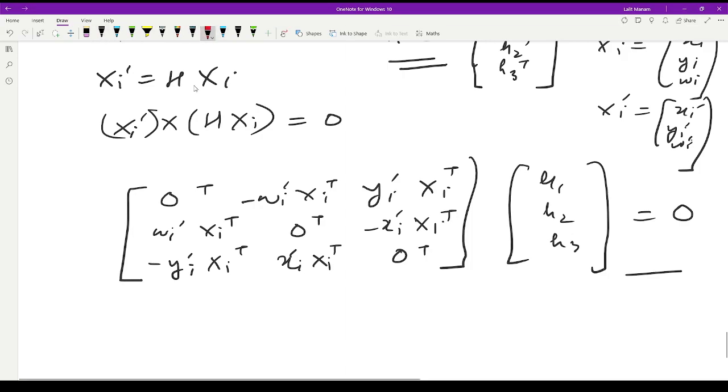How can you say that? When we take the first row and second row, if we add that, the wi term will cancel, and we end up with the last one. If you multiply the first row with xi prime and the second row with yi prime, you get a scaled version of the third row, which is wi prime times the third row. That means they are linearly dependent. So only two of these rows are linearly independent, and we generally consider the two rows in our case.